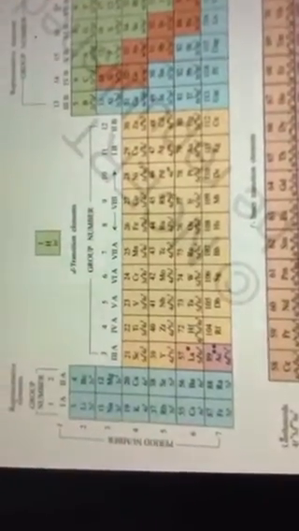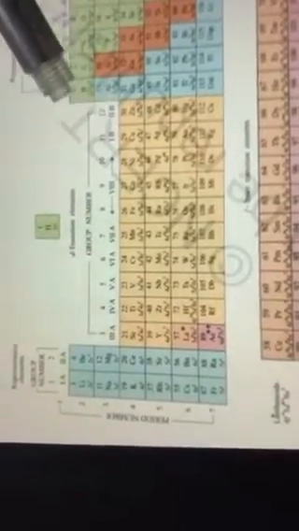Hello students. In this session, first thing you have to understand is that group 1 and group 2 of the periodic table both are called S block. Then groups 3, 4, 5, 6, 7, 8, 9, 10, 11, 12, these 10 groups are called D block. Then groups 13, 14, 15, 16, 17, 18, these 6 groups are called P block.